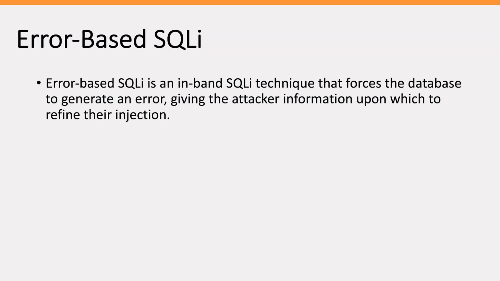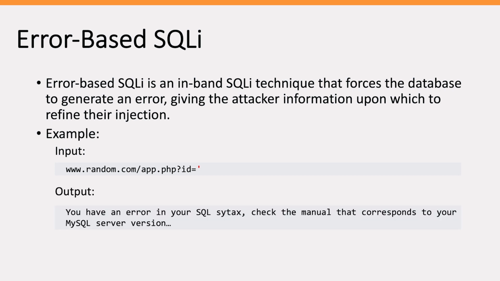Error-based SQL injection is an in-band SQL injection technique that forces the database to generate an error, giving the attacker information that could potentially aid in developing the injection payload. So let's take an example. Imagine you have an application, www.random.com, that has an ID parameter that is vulnerable to SQL injection. In this case, we're putting a single quote in the ID field, and because that is a SQL character and this is vulnerable to SQL injection, that single quote will become a part of the query, and so it'll break the backend query and it'll output an error.